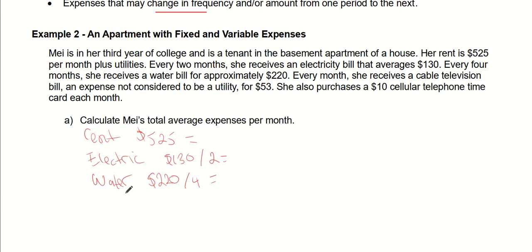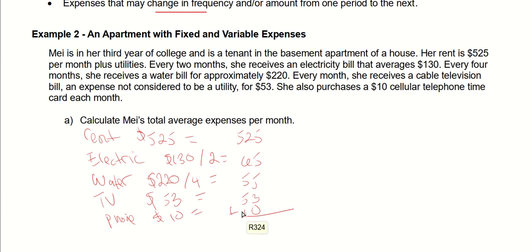We have the television. That's every month. So TV, that's about $53. That's every month. And we also have a cell phone, and that is about $10 per month. Okay, so this gets carried on. This is 525. This one here is about $65. This one here is 55. This one just gets carried on to 53, and this one here is 10. Okay, so we add this all up. If we add it all up, we should get about $708. So that is the total expense she pays per month.